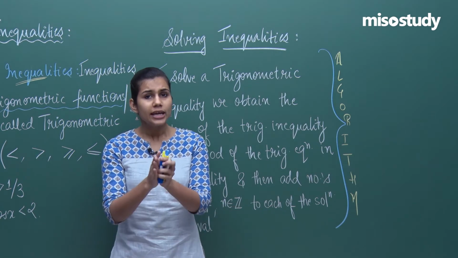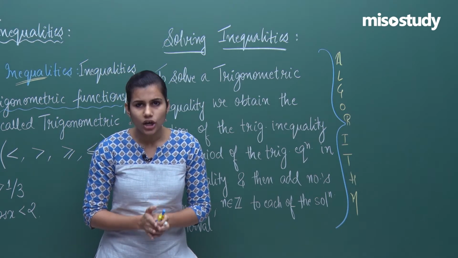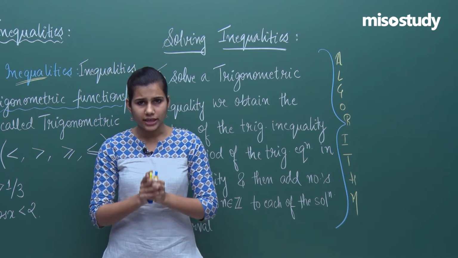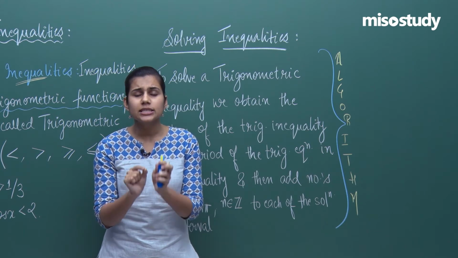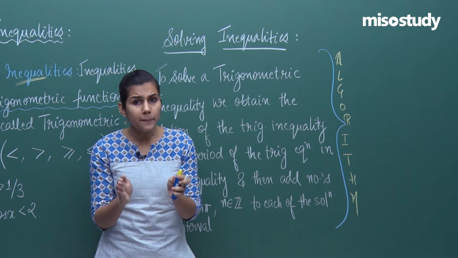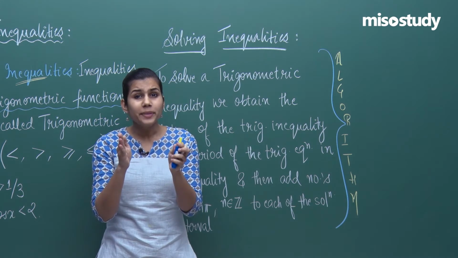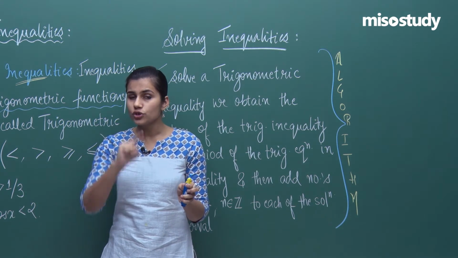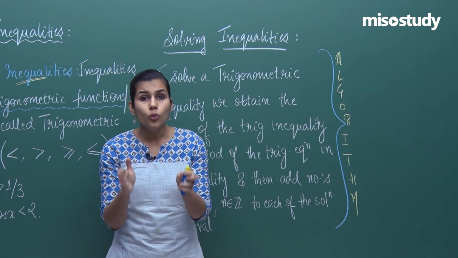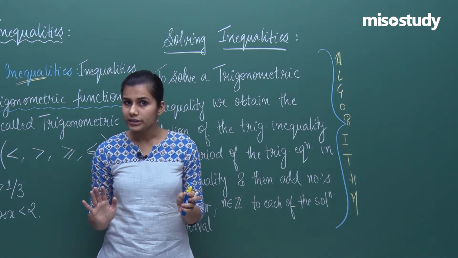Over here also, if you wish to find out the solution set of a trigonometric inequality, whichever trigonometric function is involved in the inequality is going to possess a certain period. What you do is, from that one period of that trigonometric function, you select all the solutions of that trigonometric inequality. That means from one period you will be able to know which all are the solutions of that trigonometric inequality.